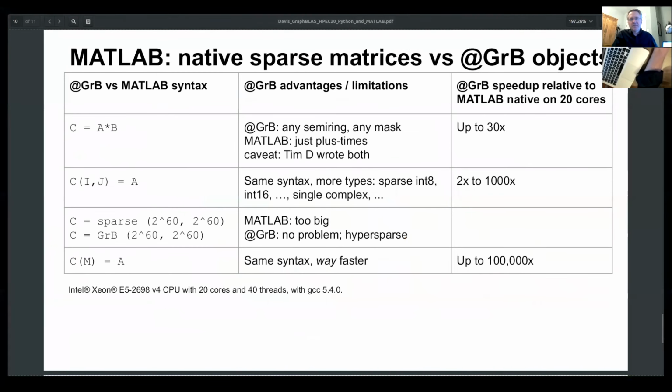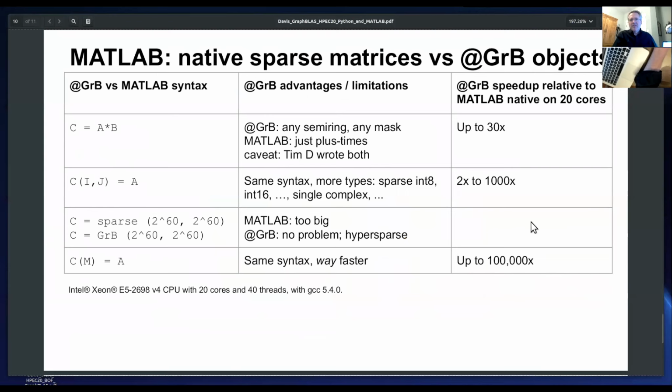Finally, here are some comparisons just inside MATLAB. When the conventional plus times semiring is in use, the GRB objects in MATLAB, in the GraphBLAS interface to MATLAB, can use operator overloading. So the syntax is identical to MATLAB. C equals A times B. It's just way faster in GraphBLAS, 30 times faster for matrix multiply. Now, as a caveat though, I wrote the single-threaded A times B inside MATLAB for the MathWorks many years ago. So I'm competing against myself. This is now a parallel version on 20 cores. I got a 30x speed up.